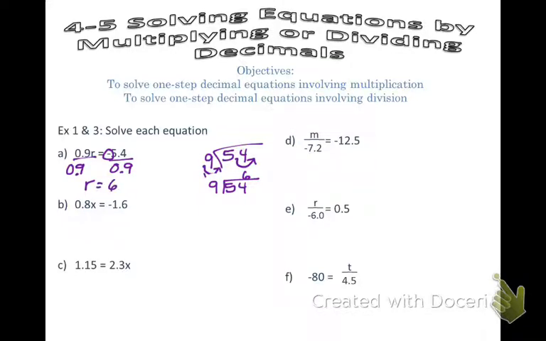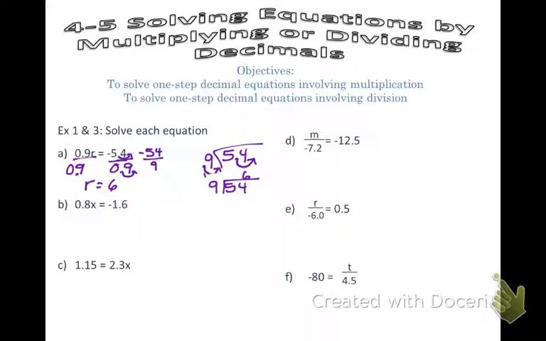Another way to do it is you take your fraction right here and you say I need to move the decimal over one spot to make it a 9, and over here, so you would just say negative 54 over 9, and that would get you still negative 6. So B.